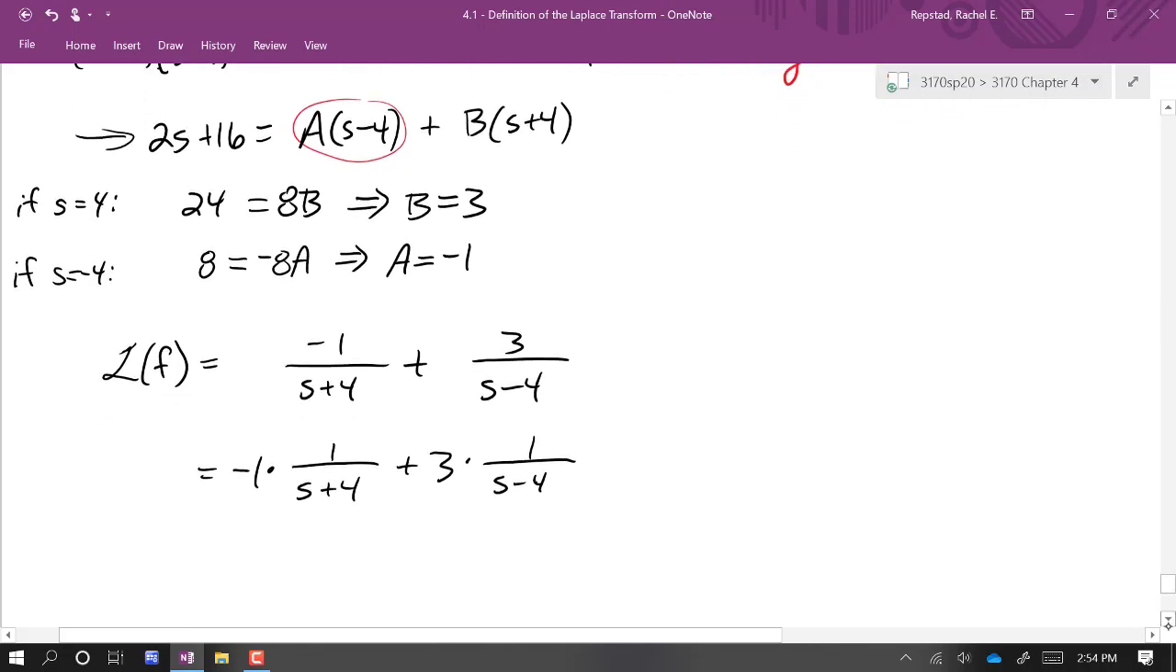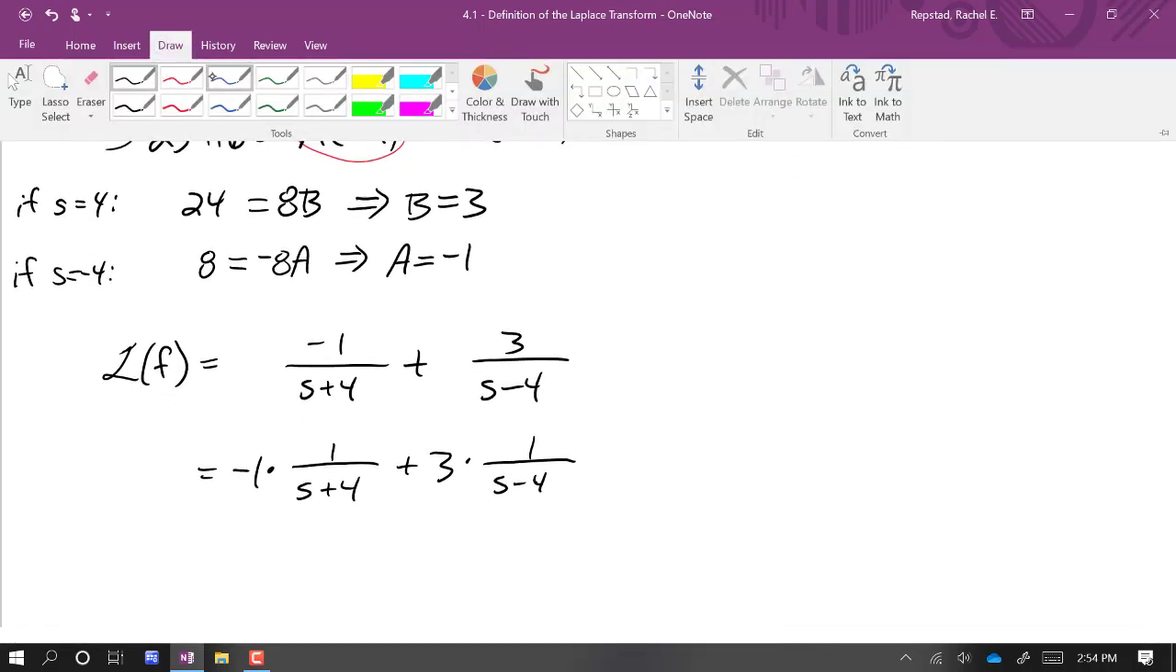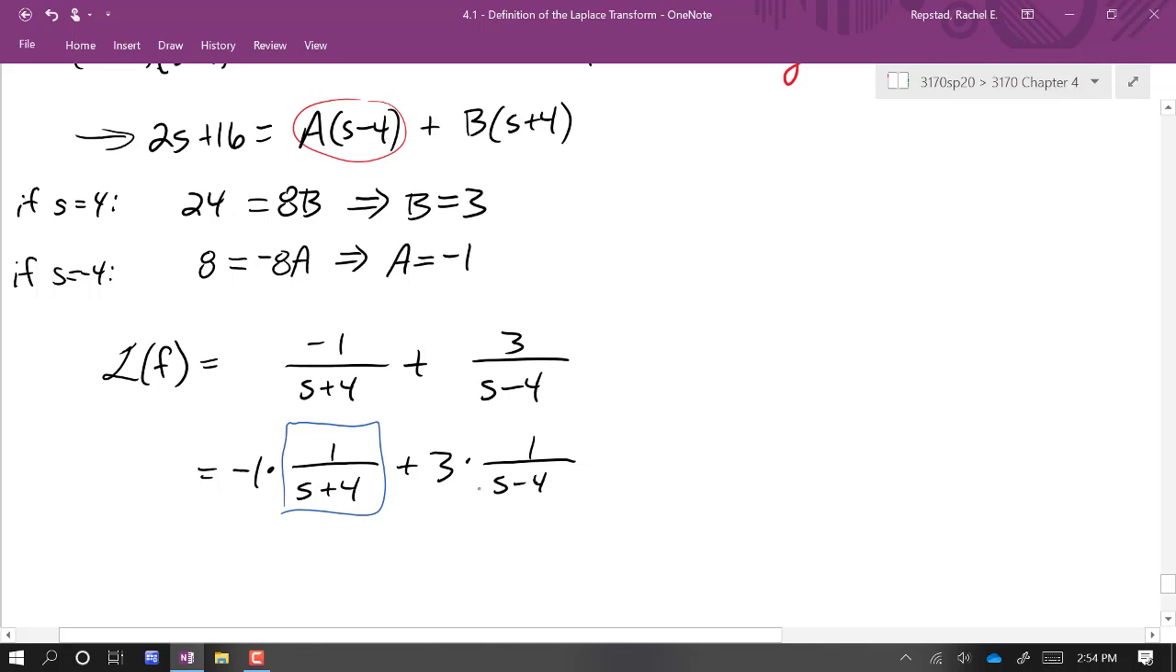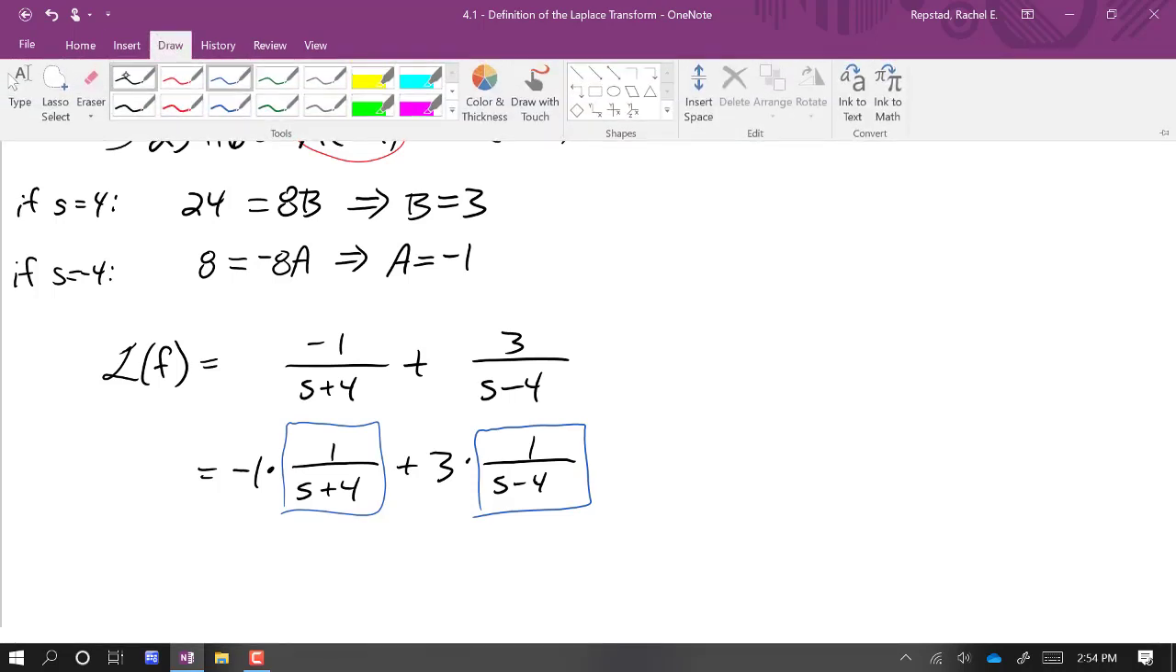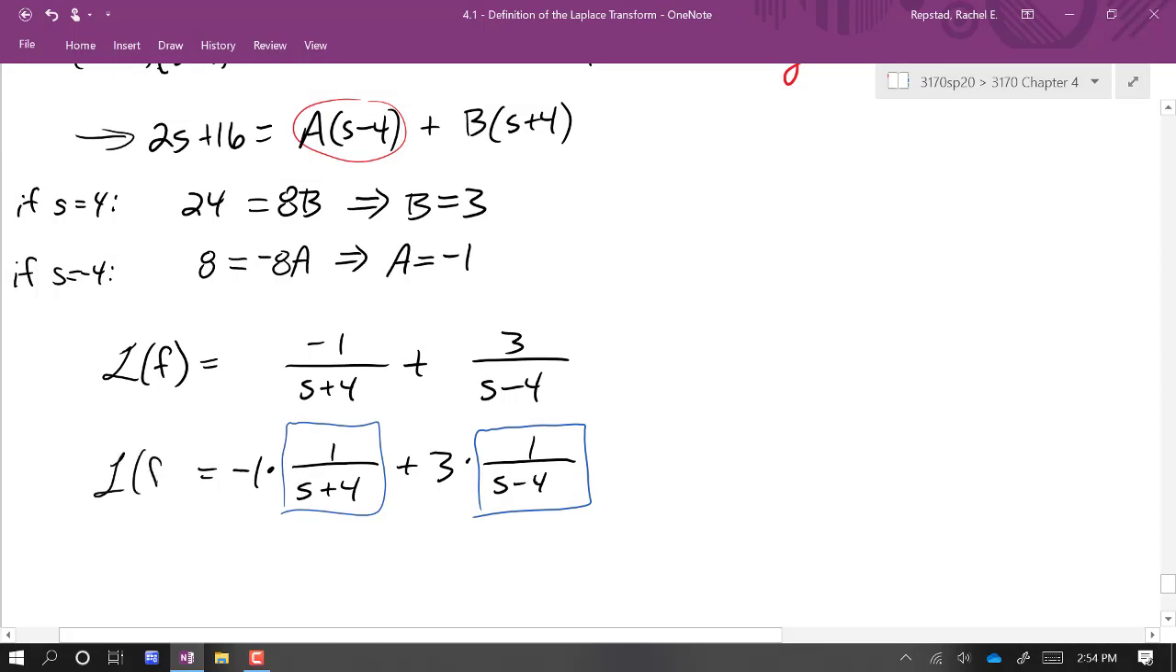These are both ones that we know, right? In fact, we derived that transform. These are the transforms of e to the negative 4t and e to the positive 4t respectively. So this is L of f, and that means that f of t is negative e to the negative 4t plus 3 times e to the 4t.